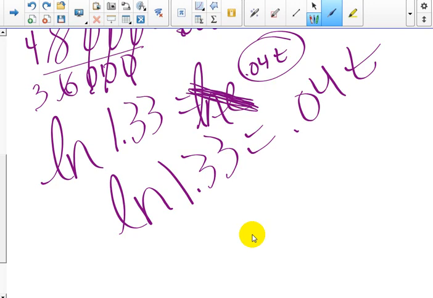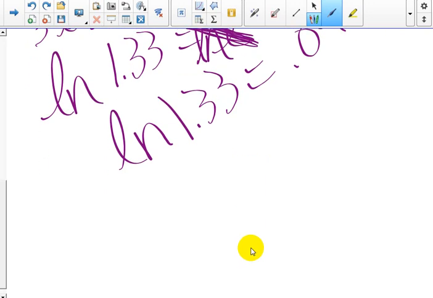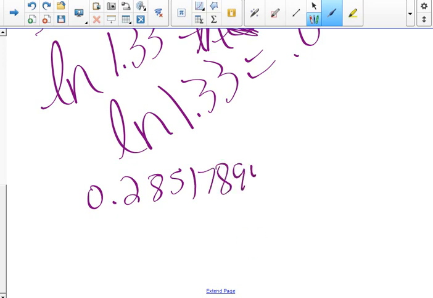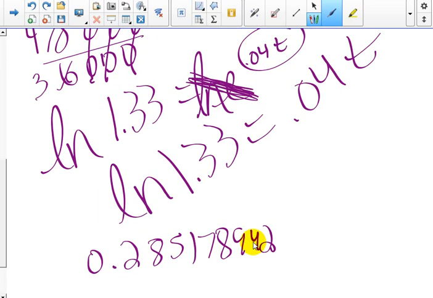So when we do this, I want you to look for the LN button on your calculator. Do you see it? It's 2 under your green second button. So type that button and type 1.33 and press enter. And you get this huge number, let me scroll this down. It's going to be 0.285178942.